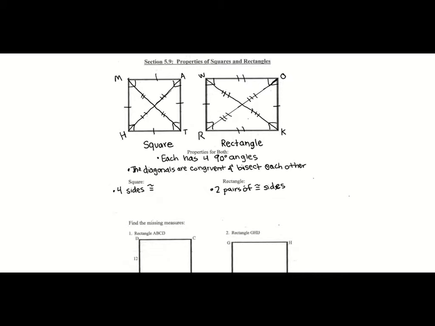The difference in the diagonals in a square versus a rectangle is that for a square, our diagonals are perpendicular. So all of our angles in the middle are 90 degrees. So for a square, diagonals are perpendicular.